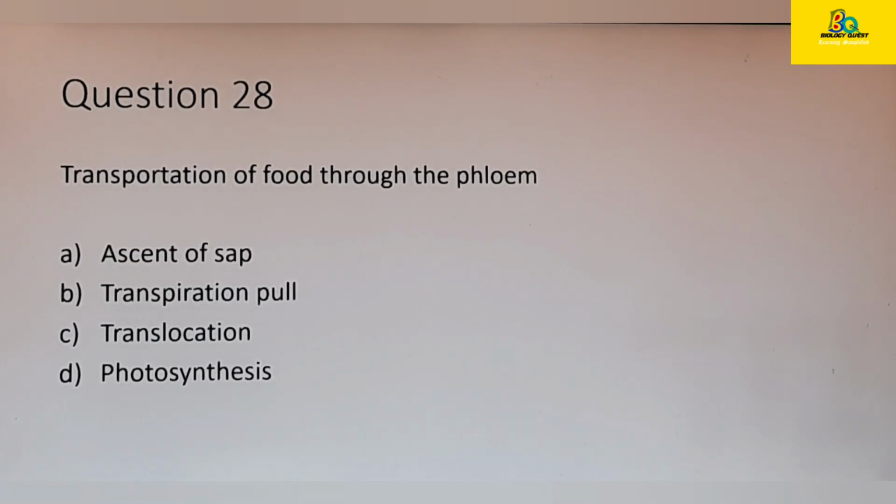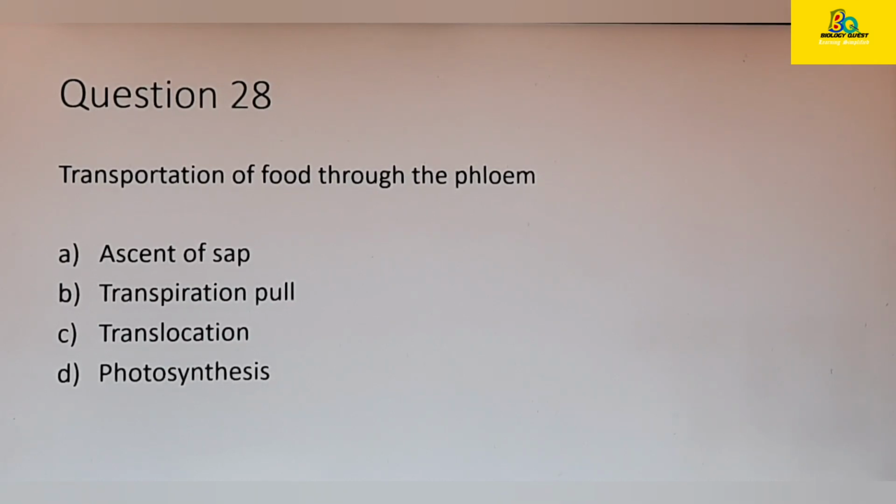Transpiration pull. What is transpiration pull? That is the pull exerted on the column of xylem as a result of transpiration. A suction pull is exerted on the water column in the xylem, and it is this pull that causes the upward movement or ascent of sap in the xylem vessels.